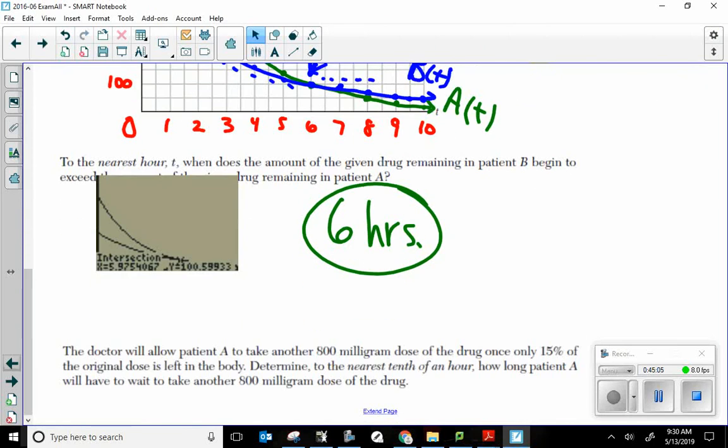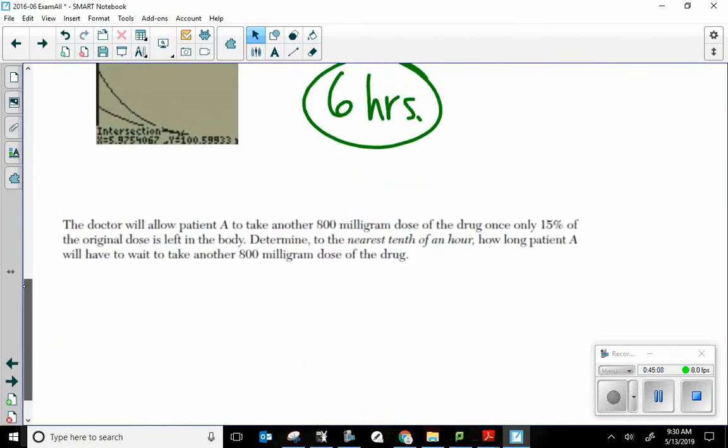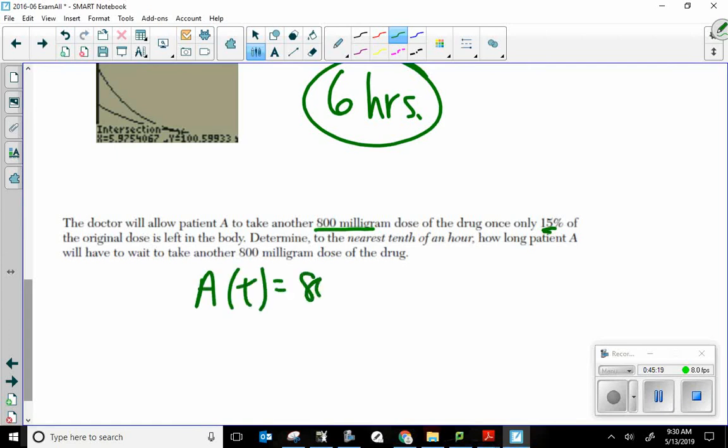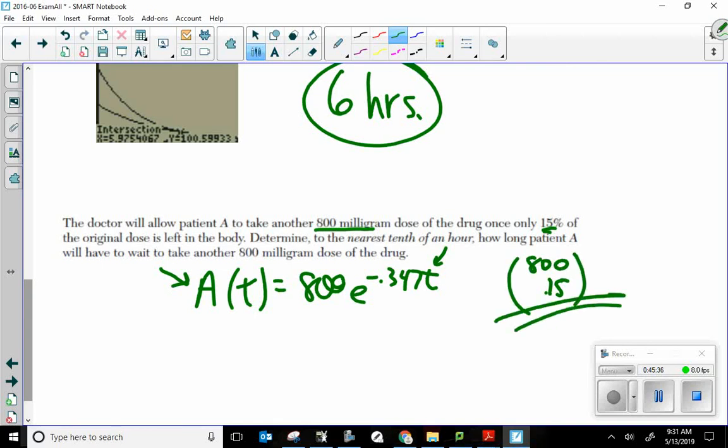And last but not least, they say the doctor will allow patient A to take another 800 once the drug is about 15% remaining. Okay? So I know patient A is 800 times e to the negative 0.347 t. They want to know what time to the 10th of an hour will he have 15% remaining. Well, first of all, what is 15% of 800? I multiply 800 times 0.15.